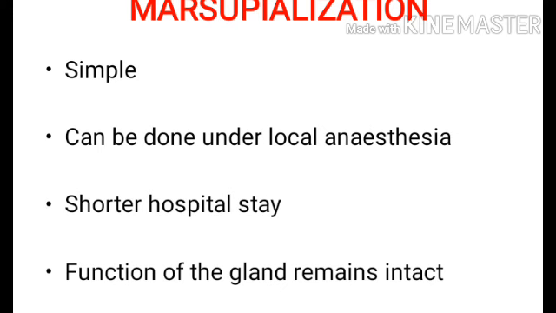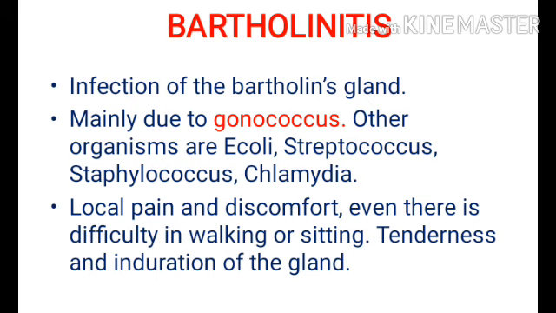The next condition is Bartholinitis. Bartholinitis means infection of Bartholin's glands. It is mainly due to gonococcus. One of the main features of gonorrhea is inflammation of Bartholin's glands. While discussing gonorrhea, we have seen that in gonorrheal infection there will be inflammation of Bartholin's gland. So gonococcal infection causes Bartholinitis. Other organisms responsible for Bartholinitis are E. coli, Streptococcus, Staphylococcus, Chlamydia, etc. All these organisms cause Bartholinitis.